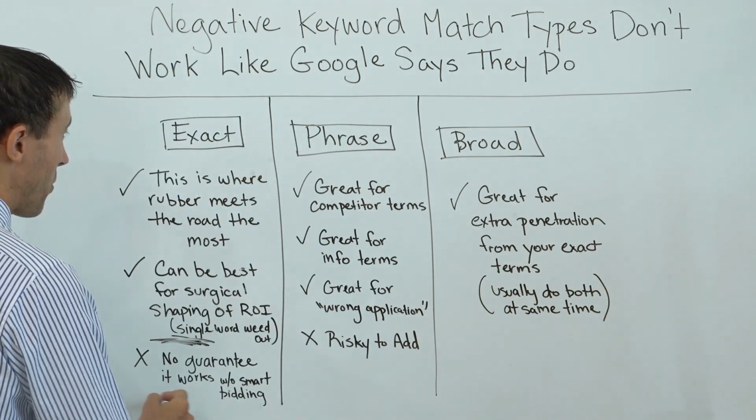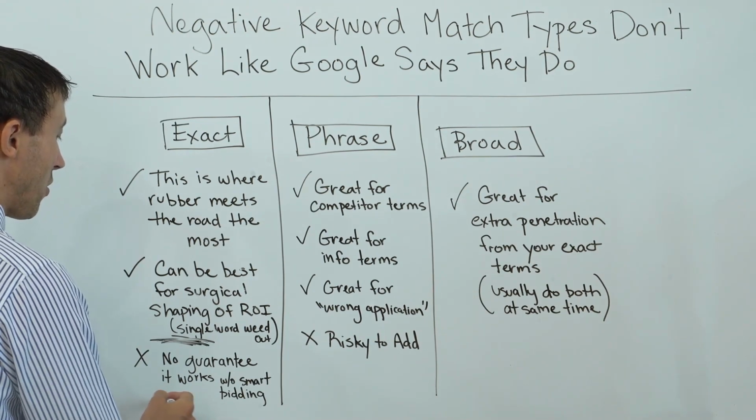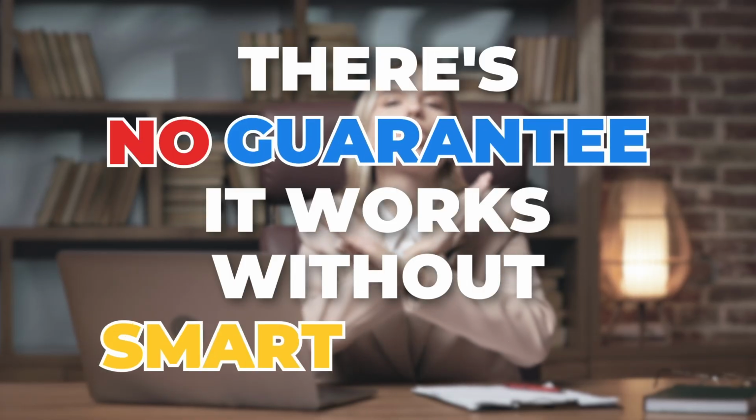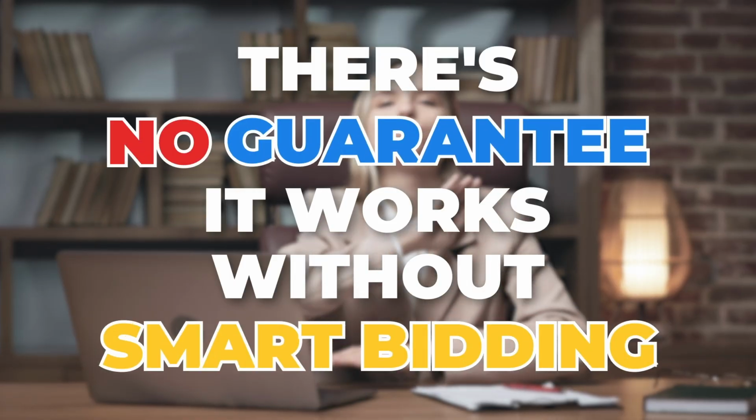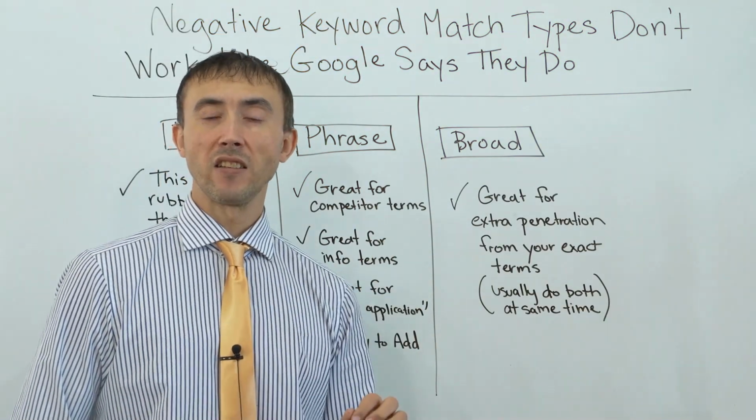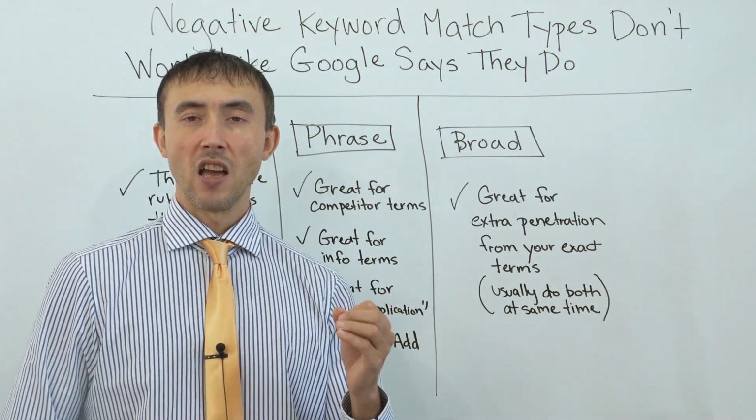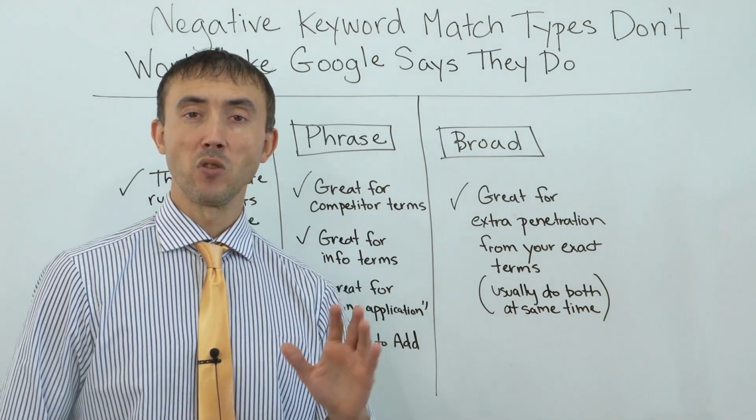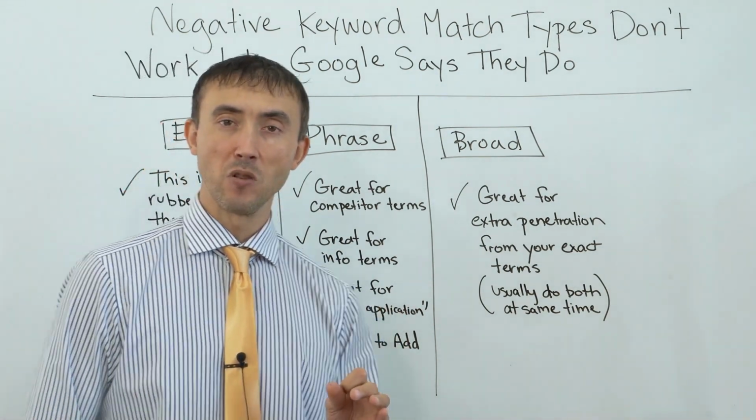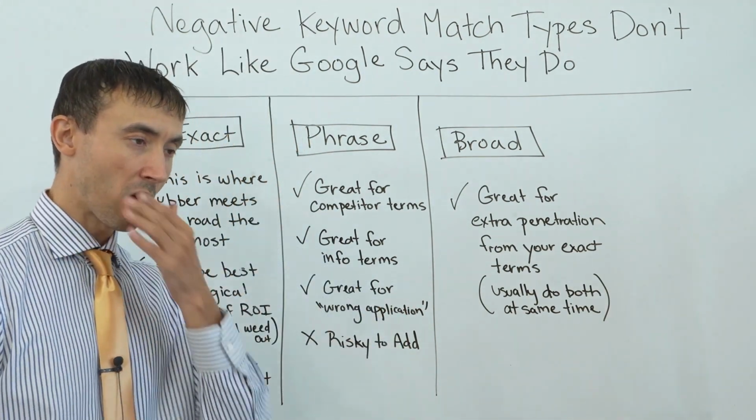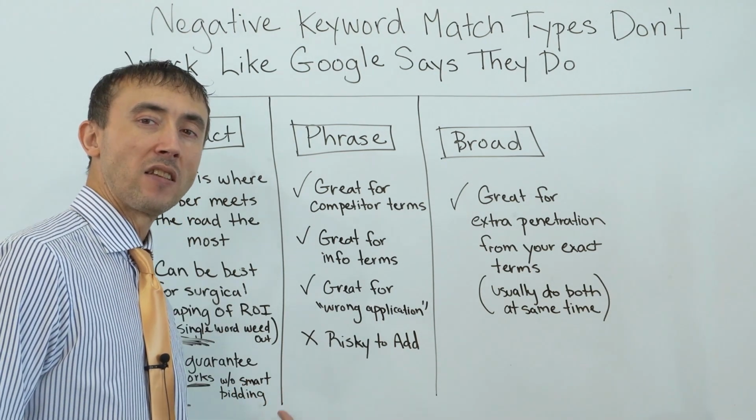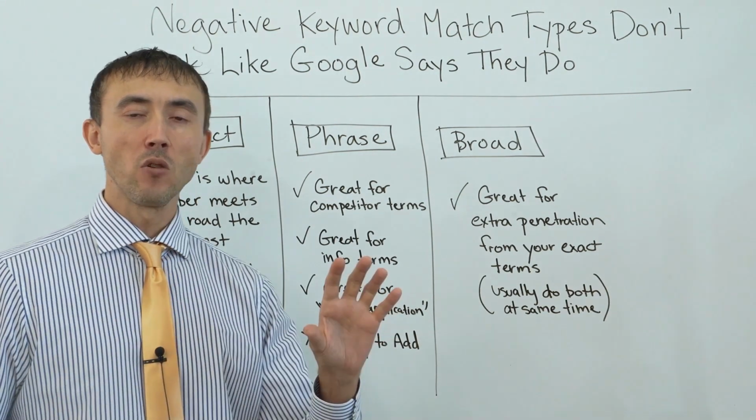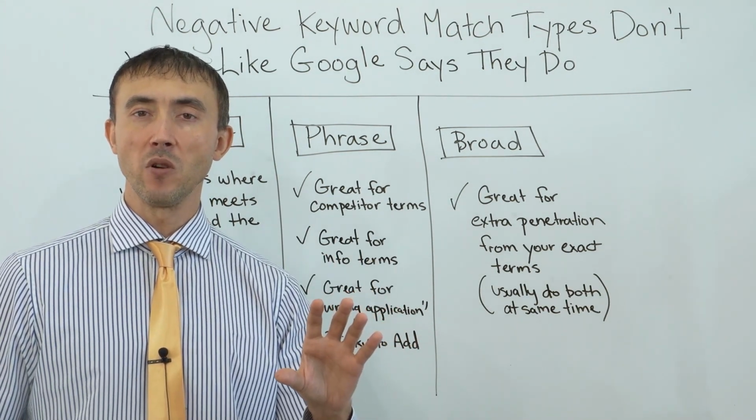Similar to exact match, something else to know is there's no guarantee it works without smart bidding. I talked about this a bit ago, but you can literally add a search phrase in exact match and Google will have it show up again despite that. Which is why you want to add it in other match types too, particularly broad match, which I'm going to talk about.